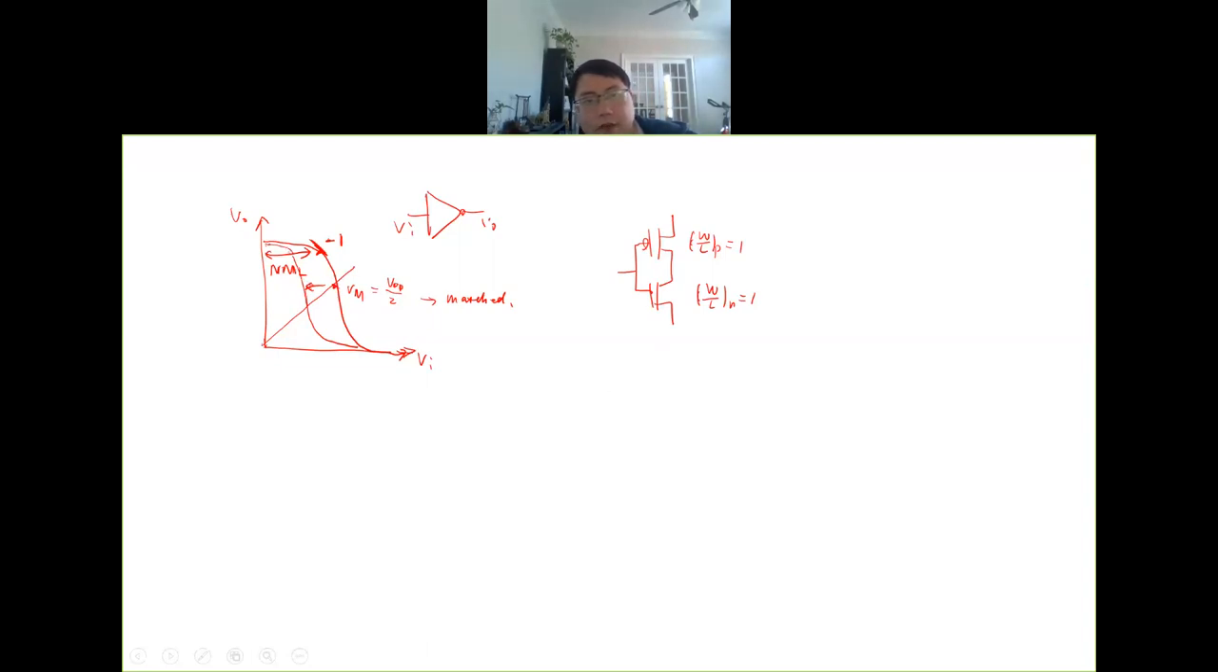So understand the VTC and the shift depends on, let's say, the NMOS and PMOS relatively, which one is stronger. The strength depends on the W over L.